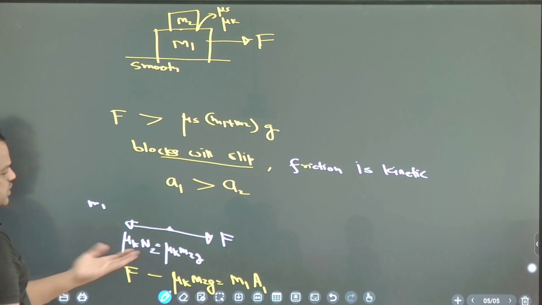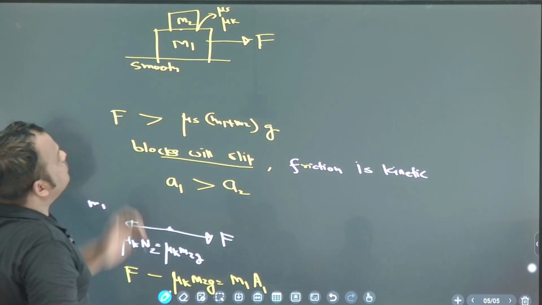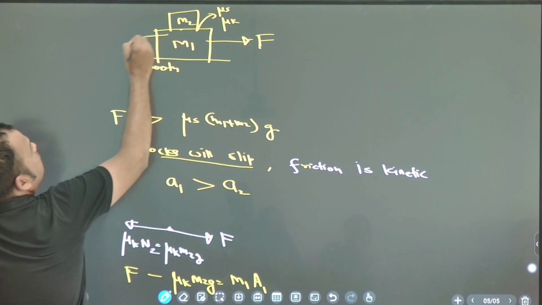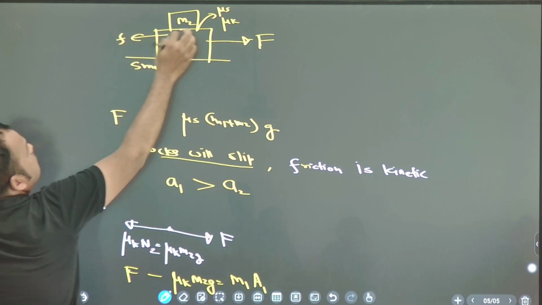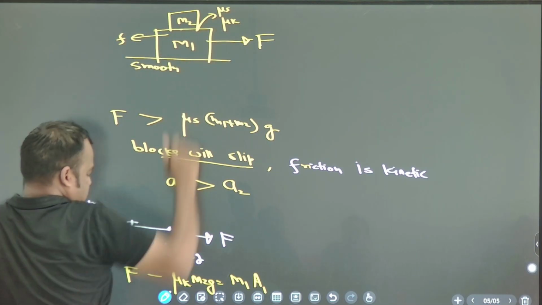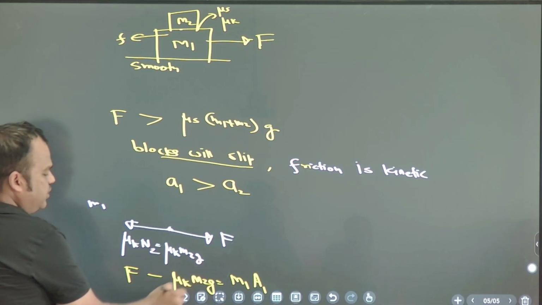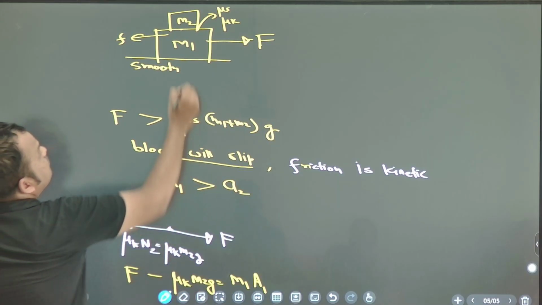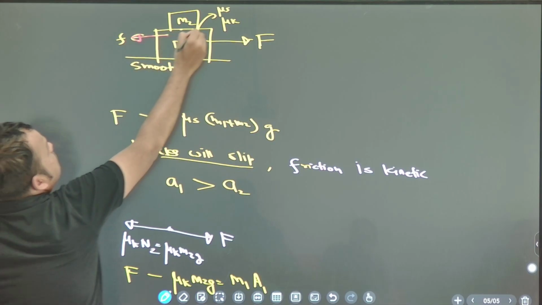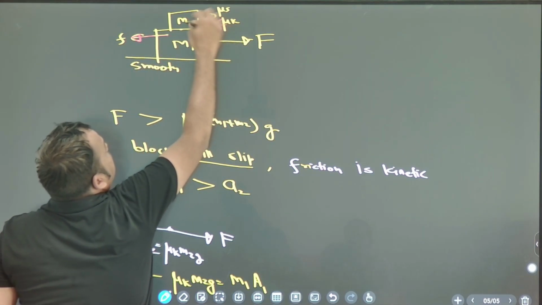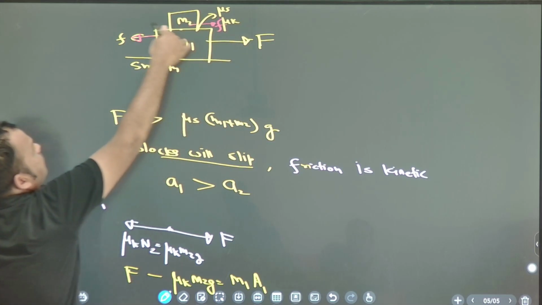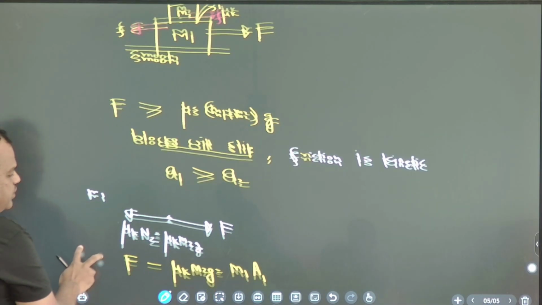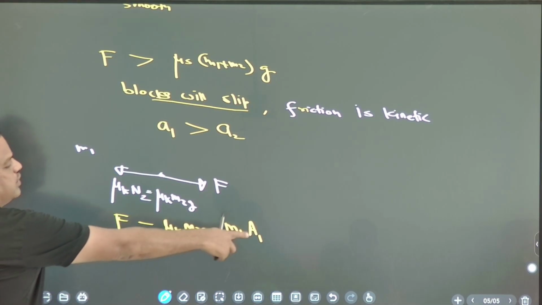Mu k M2 G. So for M1 friction is left, for M2 friction is right. Okay, you know these things. So for M2 friction is right, for M1 friction is left. Okay, so this is how you find A1, correct?